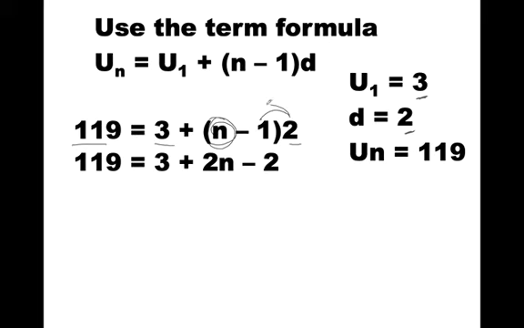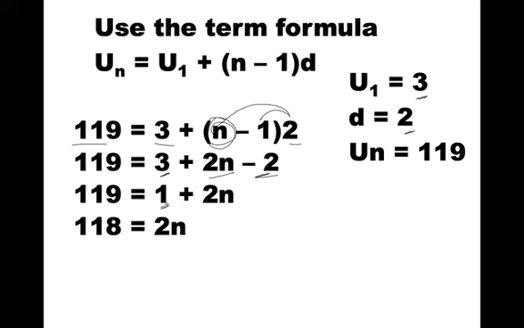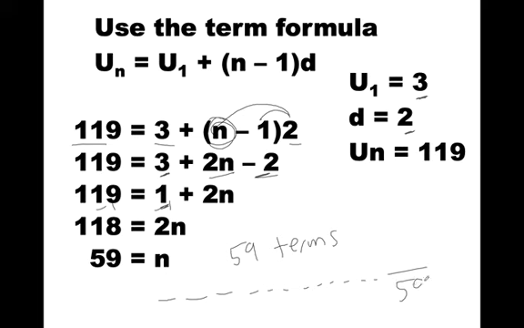Well, it's pretty easy here. I could just do the distributive property, the rainbow rule. 2 times n is 2n. 2 times -1 is -2. I collect my like terms. I have 3 and a -2. That becomes 1. I subtract 1 from both sides. 119 minus 1 is 118. And I divide both sides by 2. And that leaves me with n equal to 59. So there would be 59 terms in this sequence. If I were to write it all out, I'd have the first term, second, and third, and then down in the 59th spot would be 119.